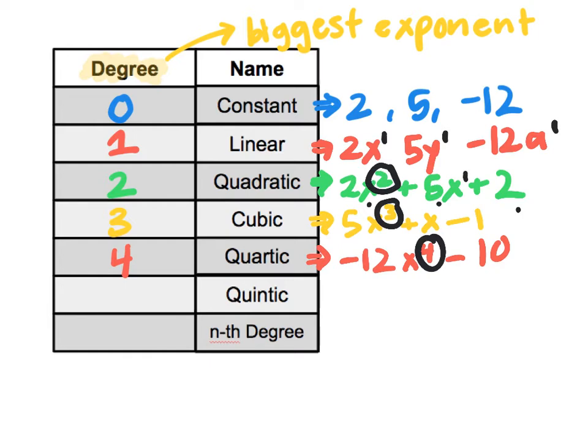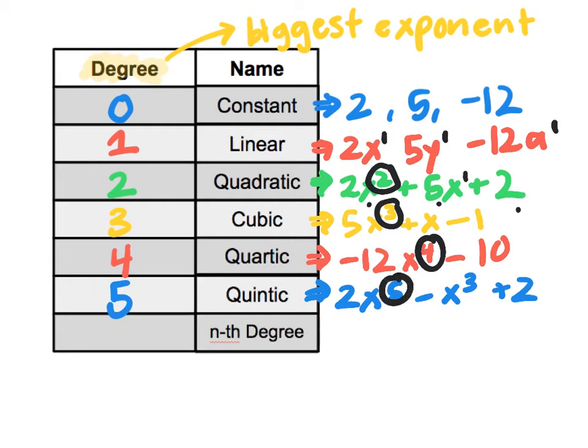My next one is quintic. I don't really know how to pronounce it, sorry. But it's going to be a degree of 5. So it would look something like 2x to the 5th minus x cubed plus 2. As long as your biggest degree is 5, it's going to be quintic.